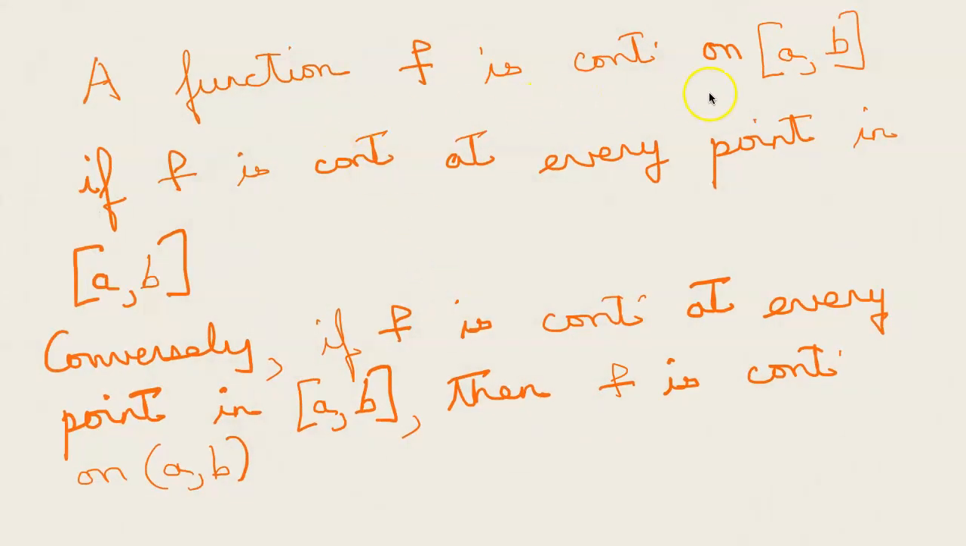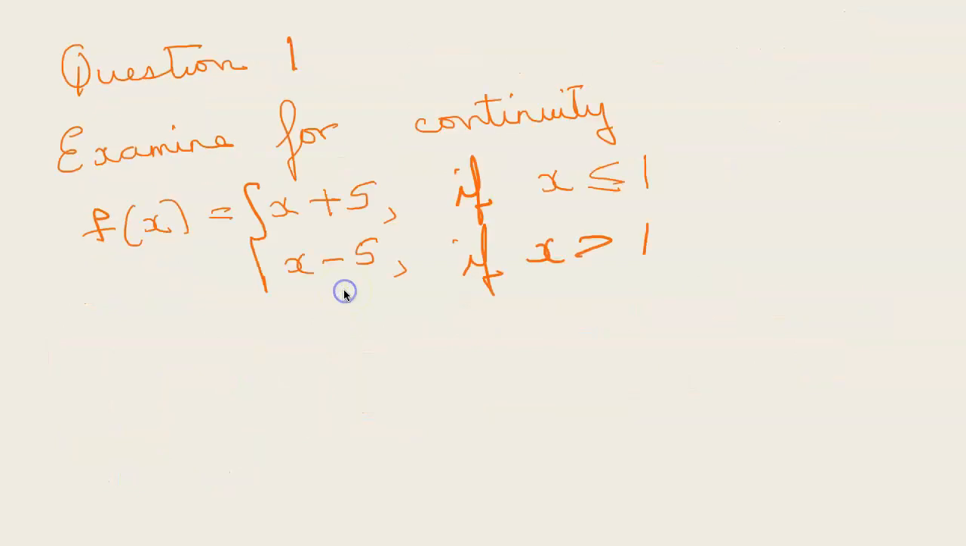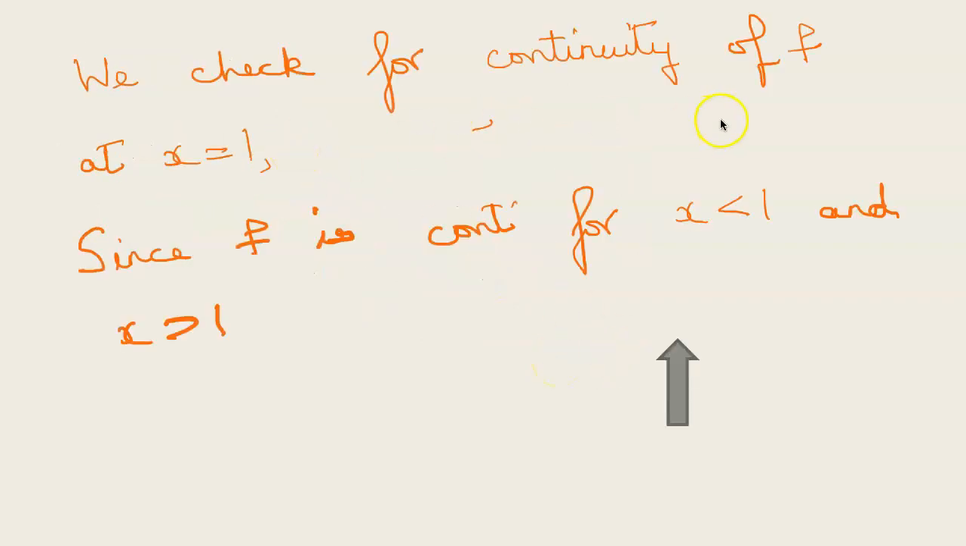Now a function f is continuous on the closed interval [a, b] if f is continuous at every point in the closed interval [a, b]. Now examine for continuity f(x) = x + 5 if x is less than or equal to 1, and x - 5 if x is greater than 1. So we check for continuity of f at x = 1, since f is continuous for x less than 1 and x greater than 1.